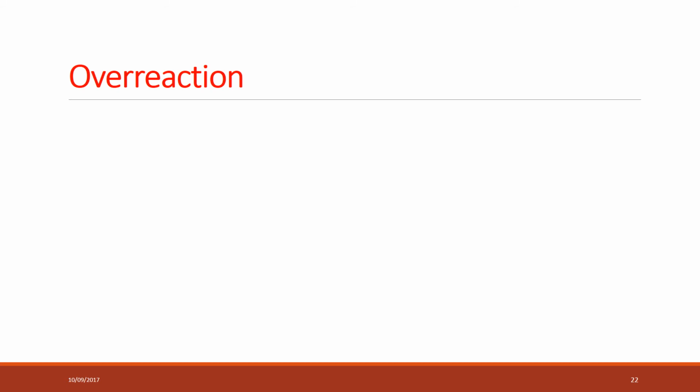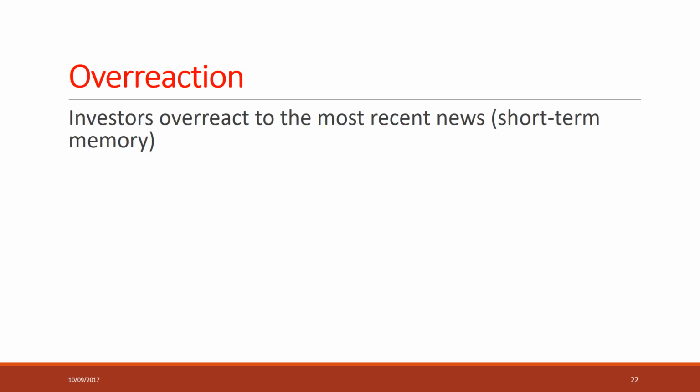Overreaction. So we talked a little bit about overreaction last week when we introduced different types of testing methods for the market efficiency hypothesis, right? So we will talk a bit more on overreaction in this topic. Over the past few decades, people have found that investors tend to overreact to the most recent news, and this is consistent with investor myopia, right? So the more recent news carries more weight than the not so recent news, right?